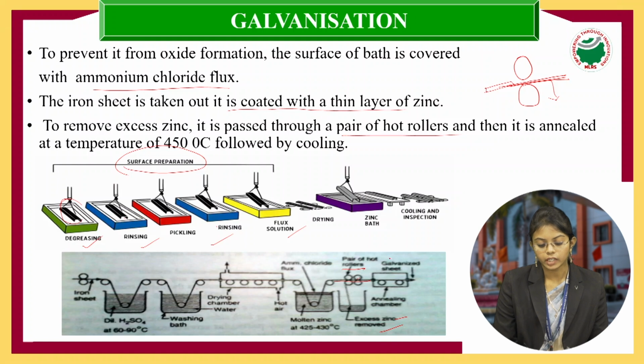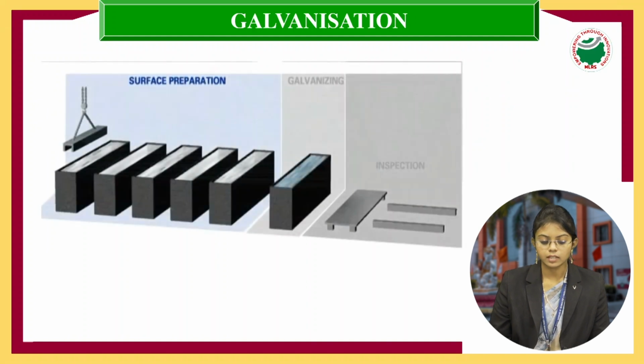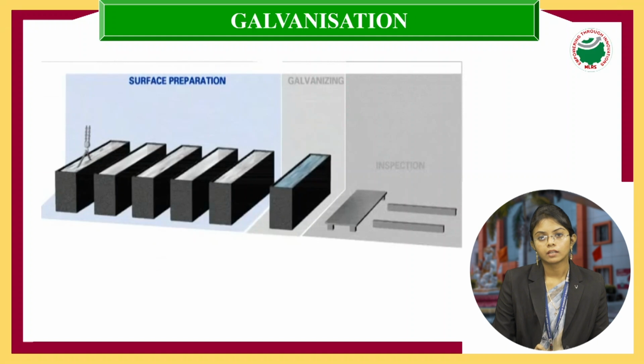And finally you are getting an iron that is covered with the zinc metal, and now you have to cool it. So this is how the hot dipping process of galvanization will take place.